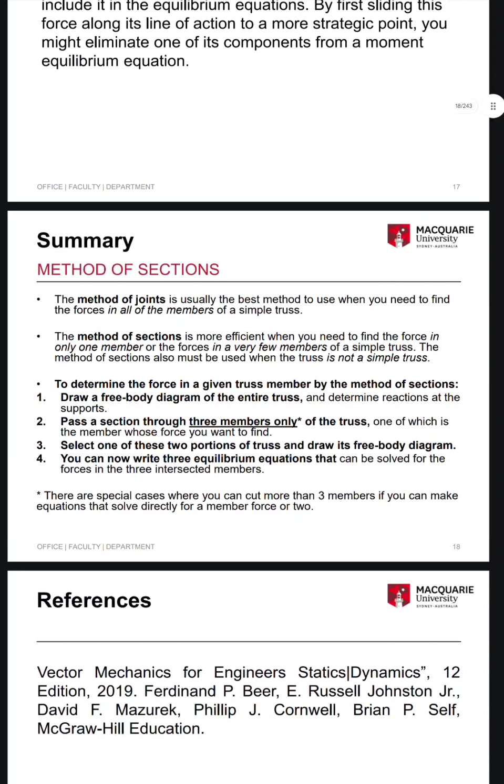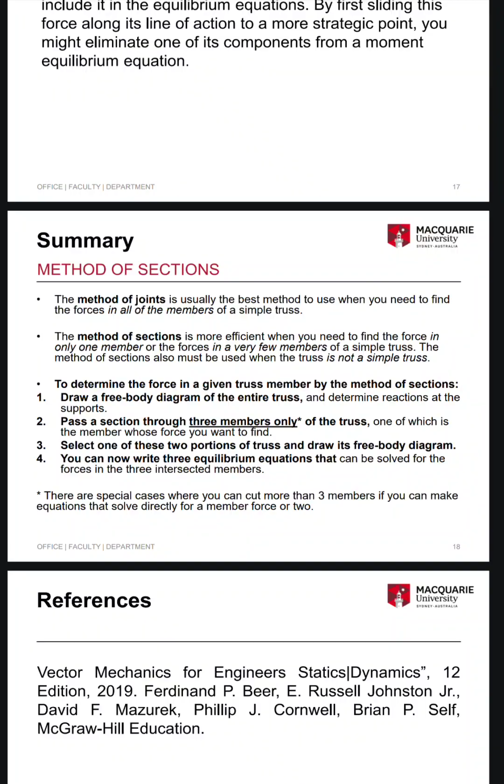Summary: method of sections. The method of joints is usually the best method to use when you need to find forces in all of the members of a simple truss. And the method of sections is more efficient when you need to find the force in only one member or the forces in a very few members of a simple truss. The method of sections must be used when a truss is not a simple truss.